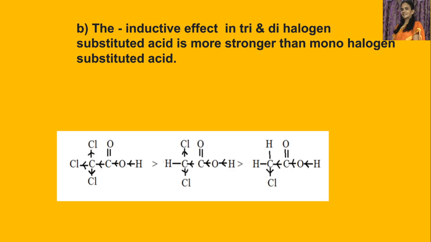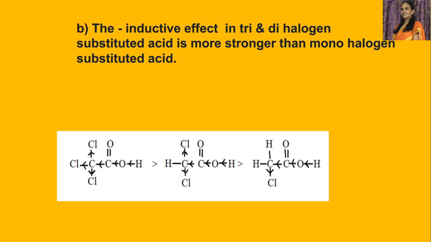Now let us consider dichloroacetic acid. In monochloroacetic acid we have the minus I effect of only one chlorine atom. In dichloroacetic acid there are two chlorine atoms, so the minus I effect is double when compared to the previous one. Because of that reason, this loses H plus more easily than monochloroacetic acid. Therefore, it is more acidic when compared to monochloroacetic acid.